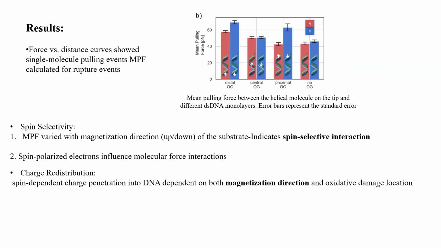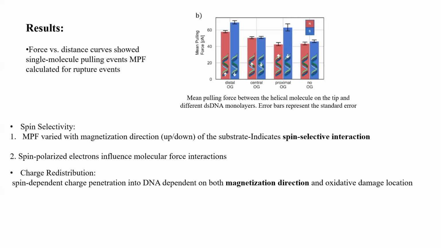It also showed that the numerous force versus distance curves which were taken showed pulling events, and the different mean pulling force profiles for up and down magnetization indicate spin selection between the chiral oligopeptide and the double-stranded DNA. The observed force dependence on magnetization suggests that spin polarized electrons play a role in the interaction between the oligopeptide on the tip and the adsorption of the DNA.